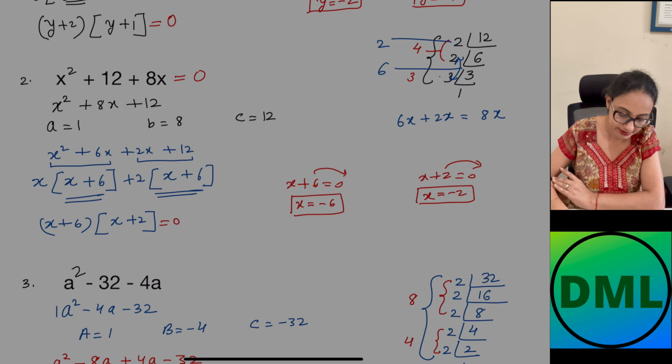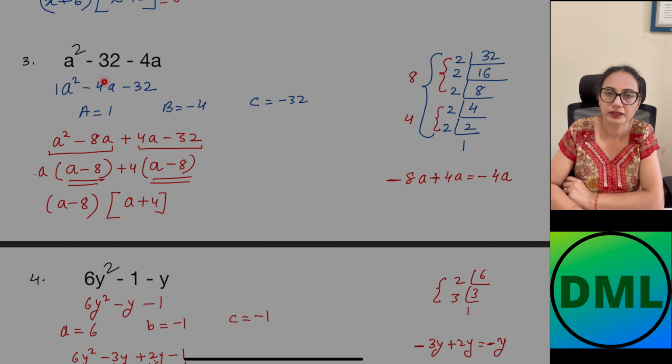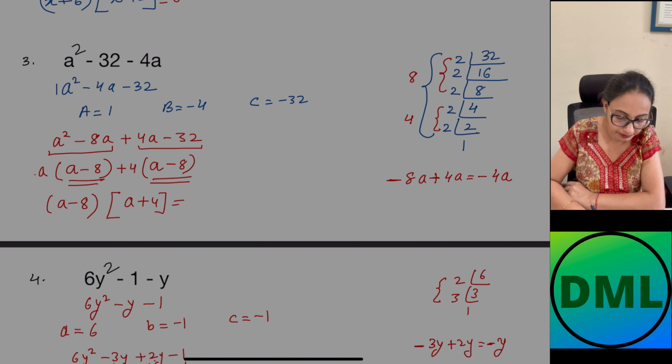Let's see the next example. a square minus 32 minus 4a. This is not written in the proper order. I have written it in the proper order. a square minus 4a minus 32. And these are the factors of this equation. If I have to find out the zeros of the polynomial, I have to put them equal to 0.